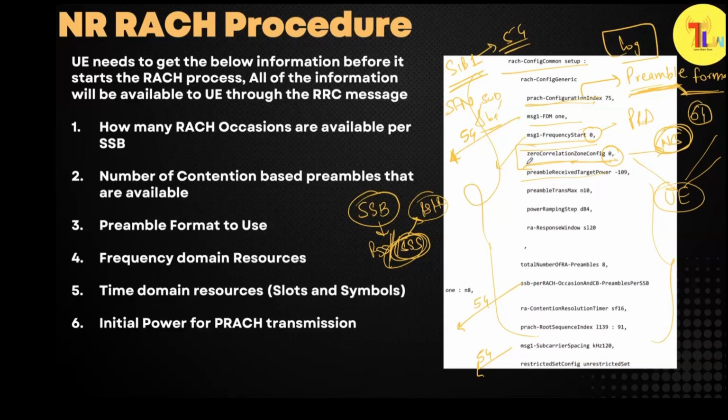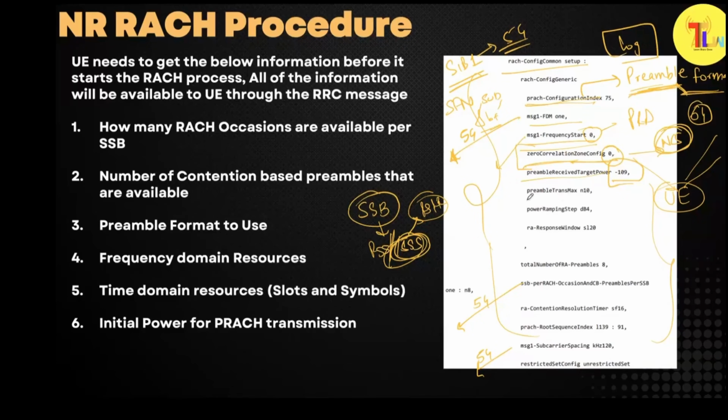Then we have preamble received target power. This is what the gNodeB or eNodeB expects the preamble to be received with, at least by this power. Beyond this it will not be received. So this is the power.